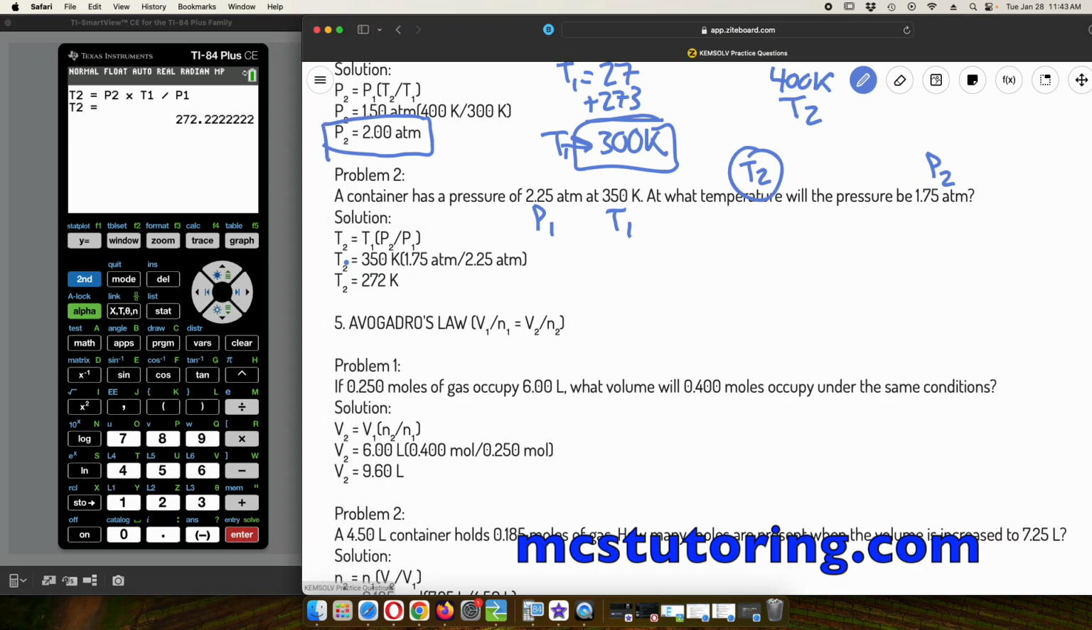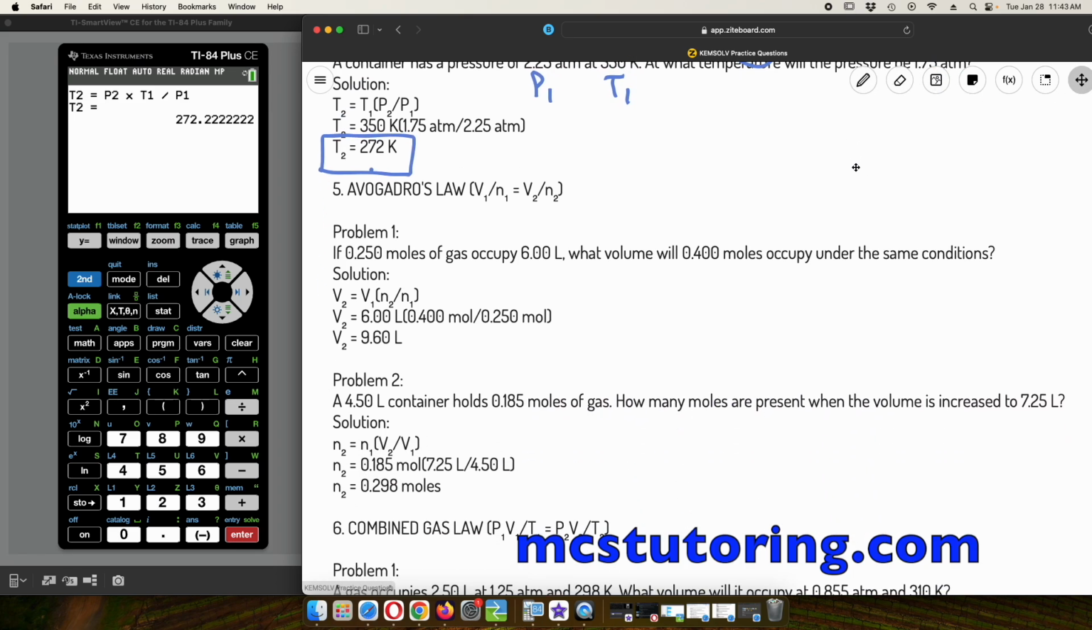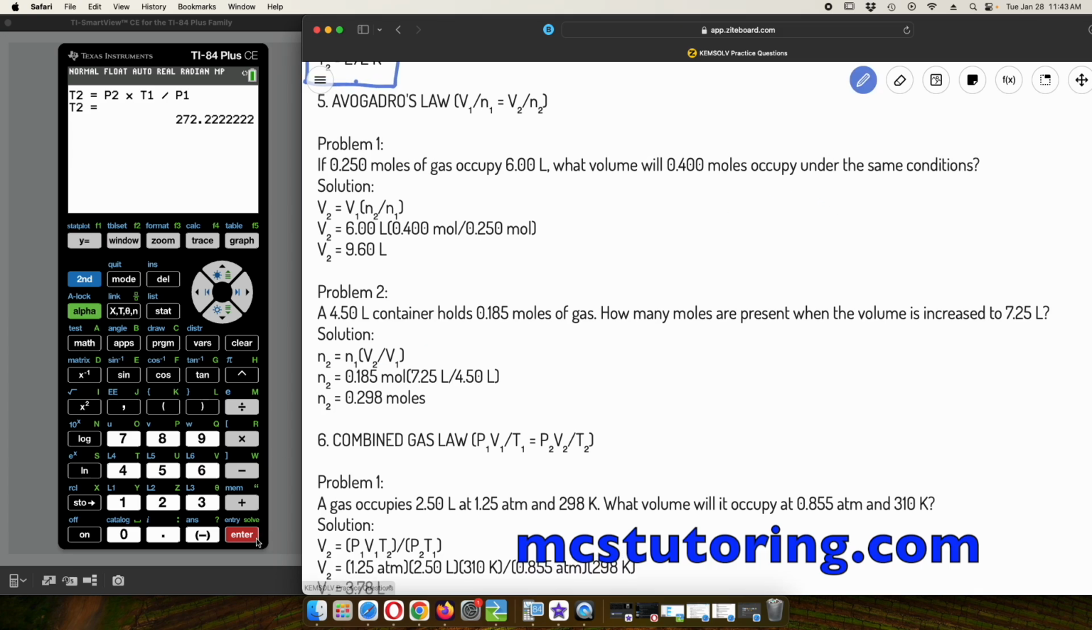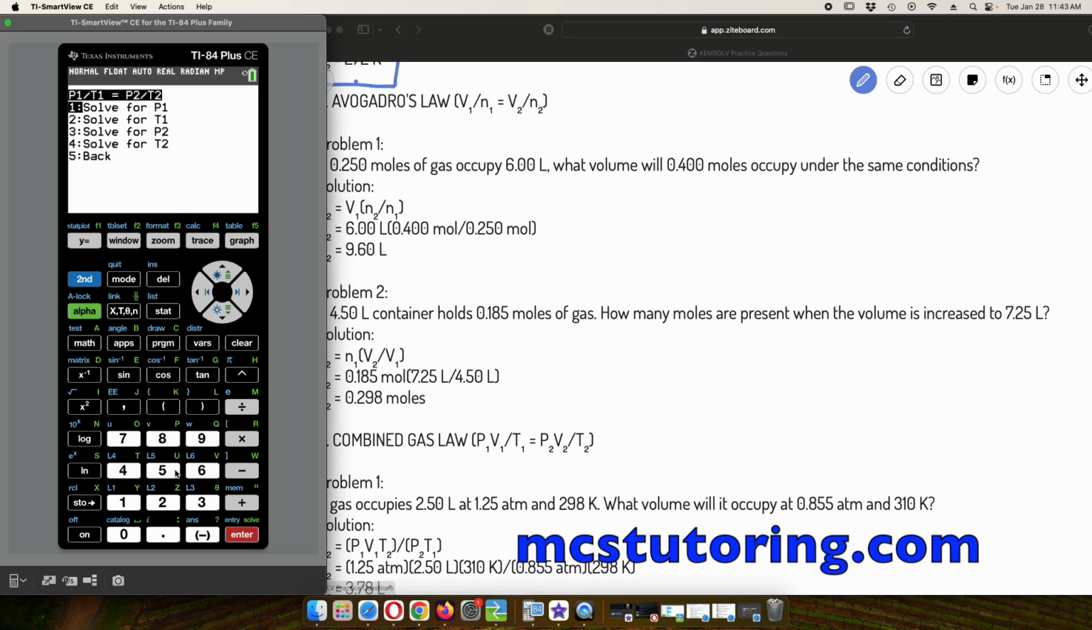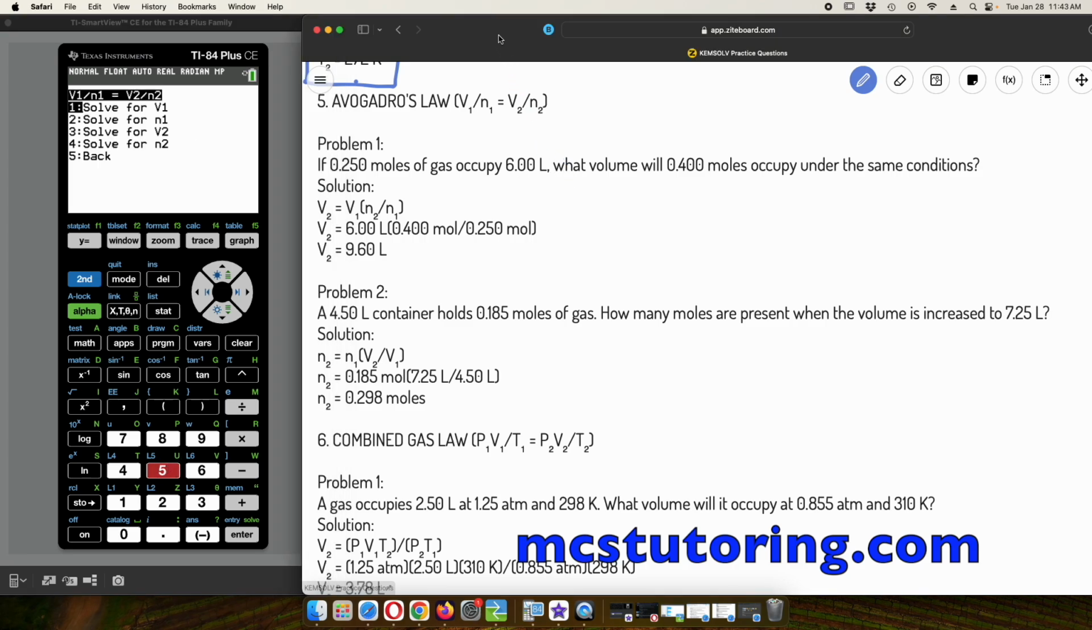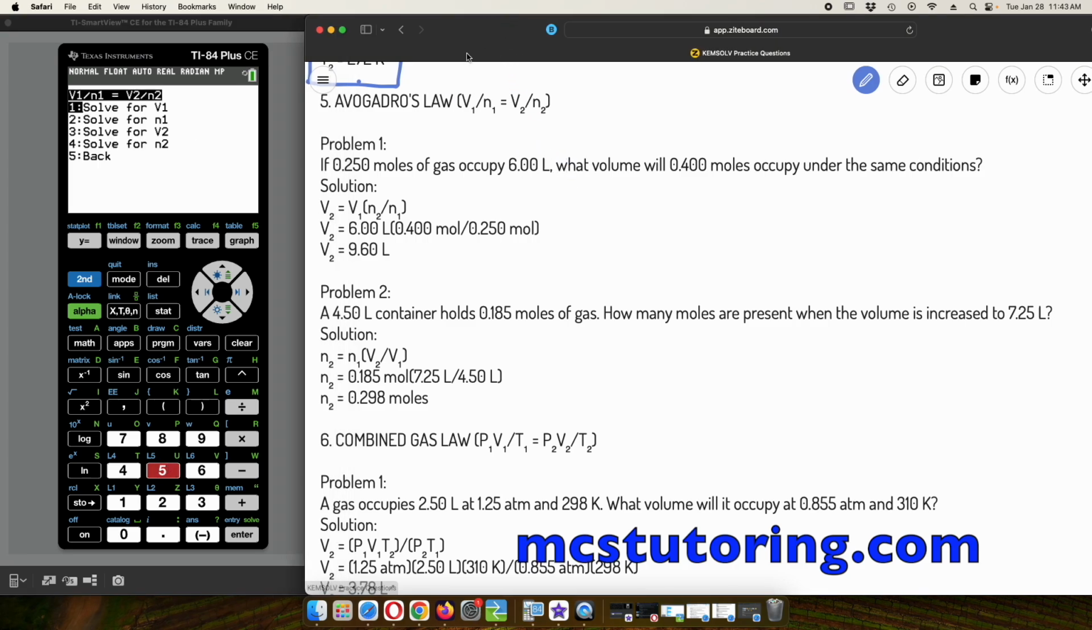Okay, I got 272 Kelvin, which is probably right, because we have 3 significant figures in all the givens, so that's good. Now we're into Avogadro's law. We're going to go back to Avogadro's law, option 5. This is V1 over N1 equals V2 over N2. So it looks like this is going to be our N1, that 0.25 moles occupies this. This is going to be our V1. What volume? That's V2, the unknown.